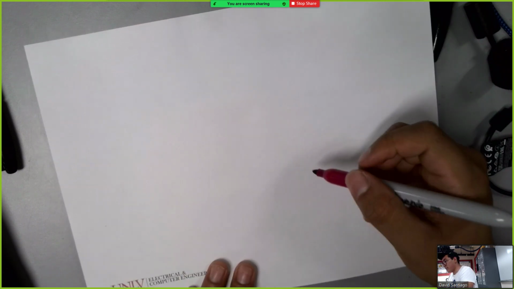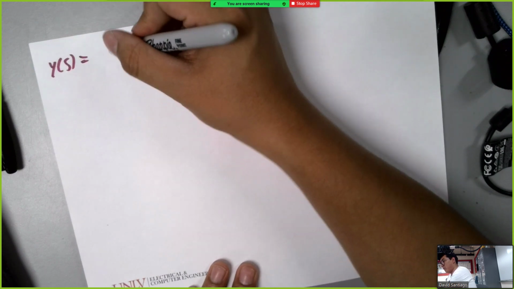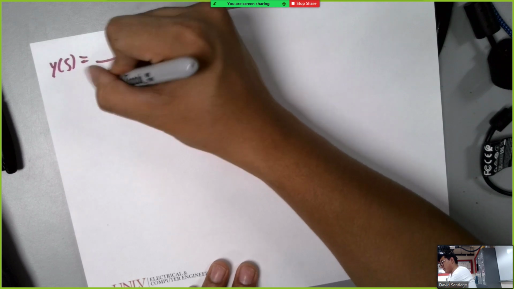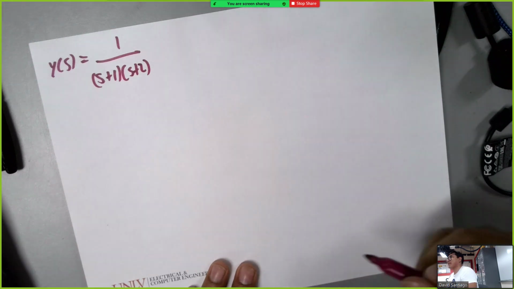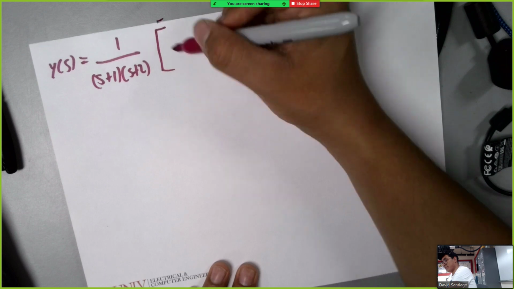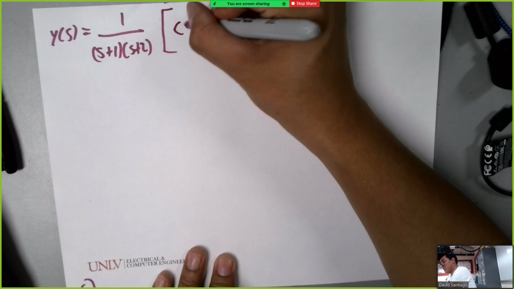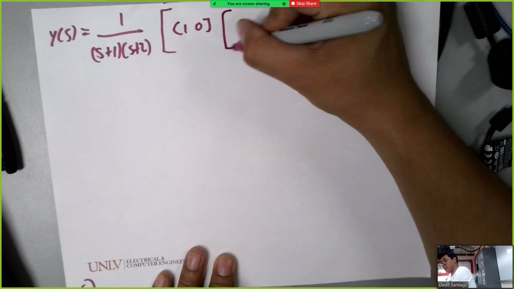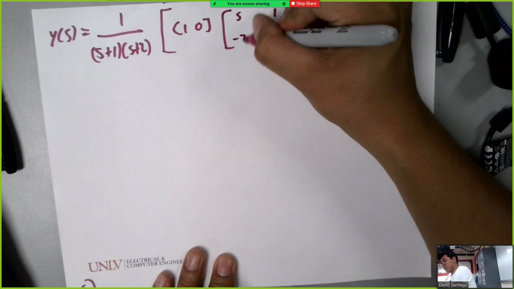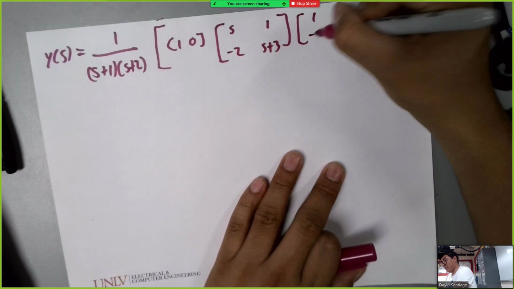Okay, so rewriting everything. Does it bother anyone if I do this, where I pull the transfer function out? I'm going to call this s plus 1, s plus 2. Does that bother anyone? Good. Then, oh, I wrote it on the marker. Oh, you didn't see that? 1, 0. Then let's rewrite that matrix. S, 1, minus 2, S plus 3. Good. And then 1, minus 3.